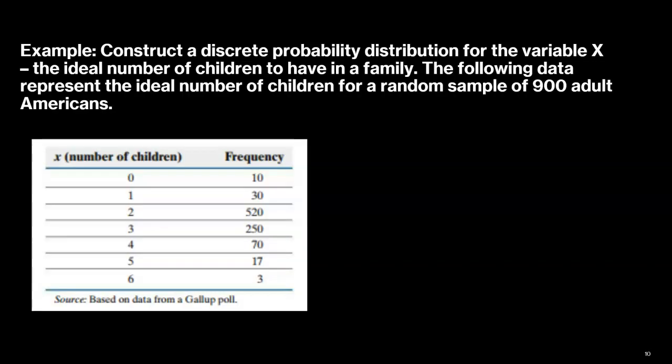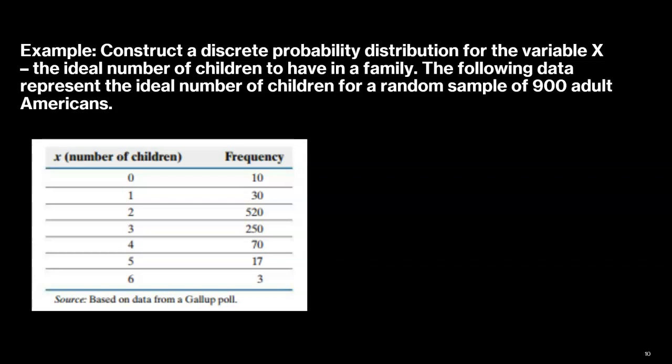All right, here's an example. Construct a discrete probability distribution for the variable x that represents the ideal number of children to have in a family. The following data represent the ideal number of children for a random sample of 900 adult Americans. So people were asked, how many children do you think is ideal to have in a family?